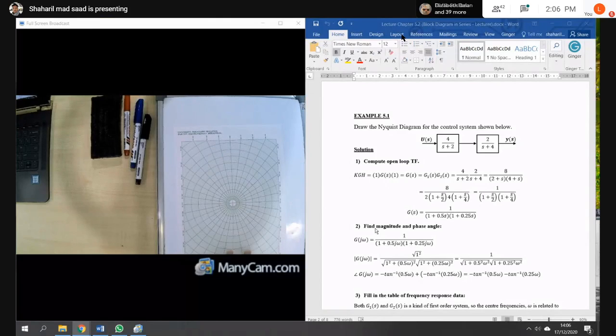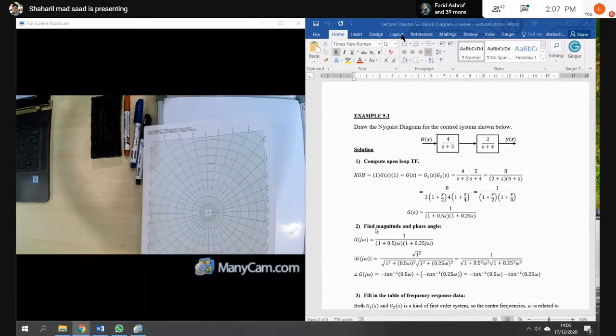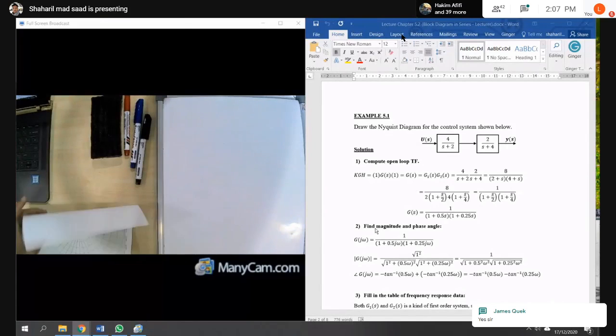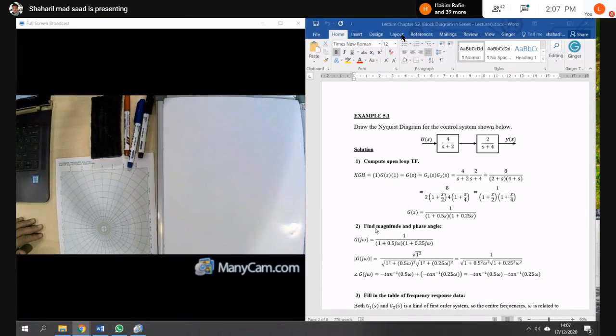Everybody, you have printed out all this Nyquist diagram, right? This one we call the polar plot. Good. Maybe after this you can share what you have drawn on this polar plot. You can share my screen.